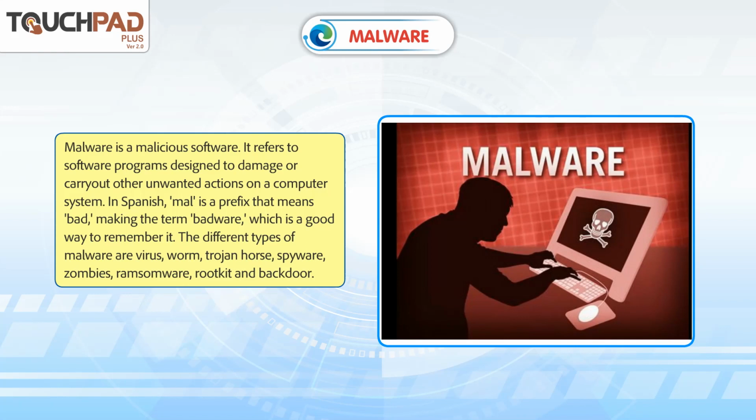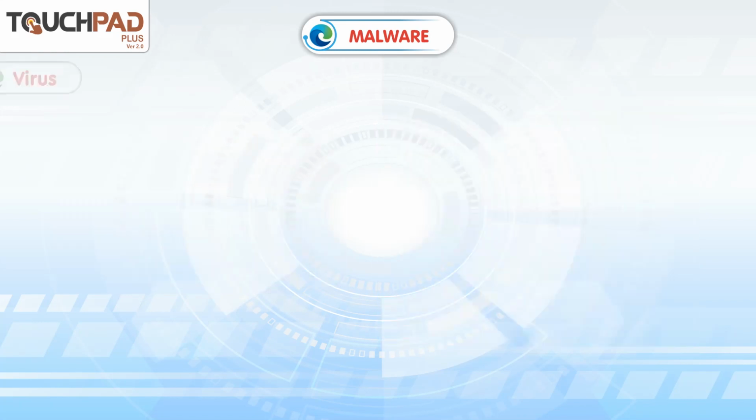In Spanish, mal is a prefix that means bad, making the term badware, which is a good way to remember it. The different types of malware are virus, worm, Trojan horse, spyware, zombies, ransomware, rootkit, and backdoor.